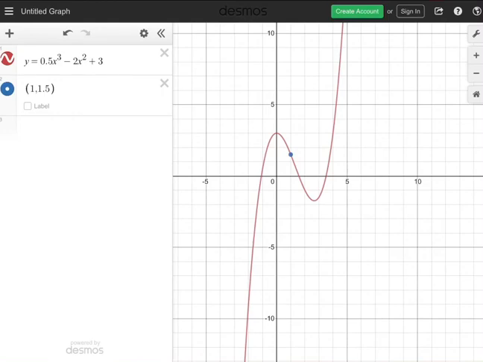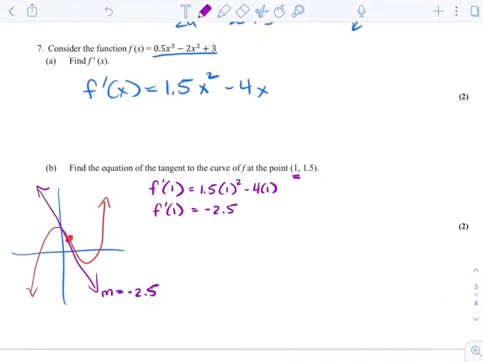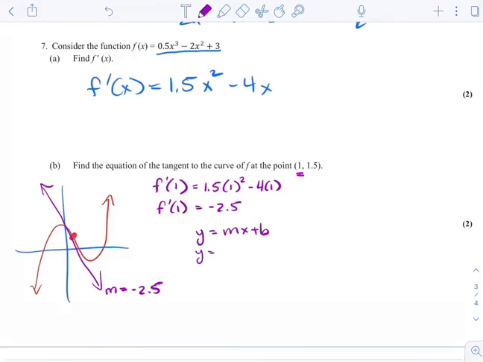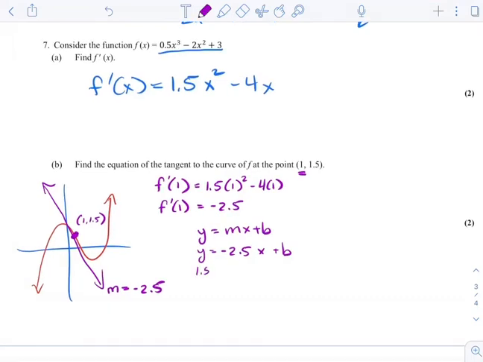Next, I want to know what's the y-intercept. So let's go back. I know that the equation of that purple line is y equals mx plus b. I know the slope of that line is negative 2.5. And what I'm going to do is use that point that we know is on the line. We know that (1, 1.5) is on that line, so I'm going to use that for my x and y values. I'm going to plug in 1 for x and 1.5 for y. x should be 1 because x was 1. And I'm going to solve that through.